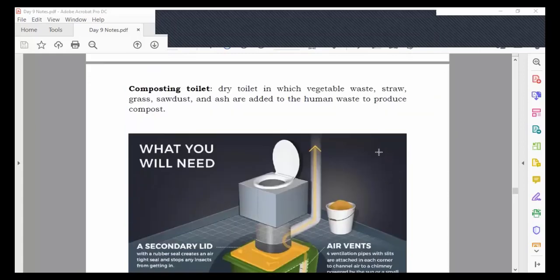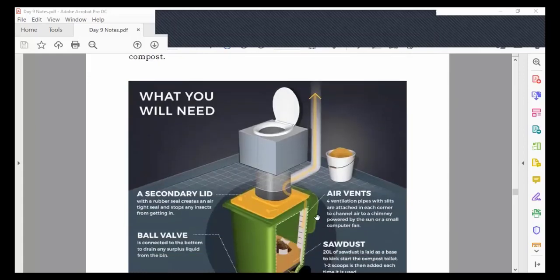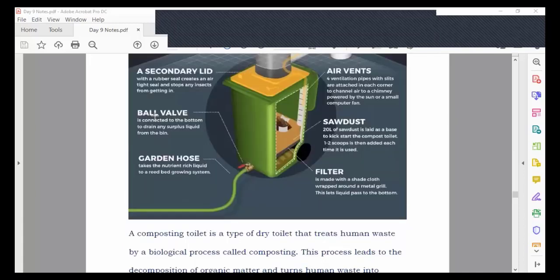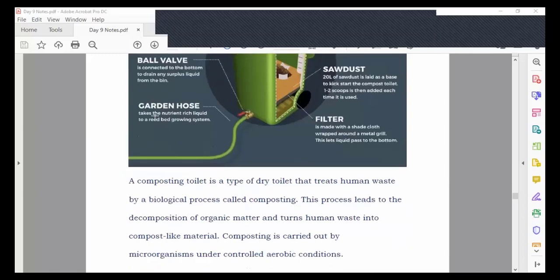In the exam they will not ask the procedure for this one, but this is one of the ways. The dry toilets, in which vegetable waste, straw, grass, sawdust and ash are added to the human waste to produce compost. It is a kind of fertilizer, you can say.